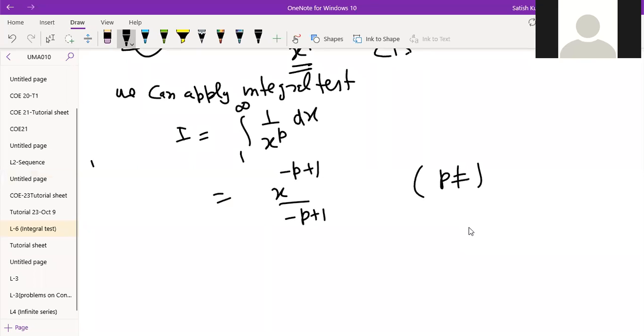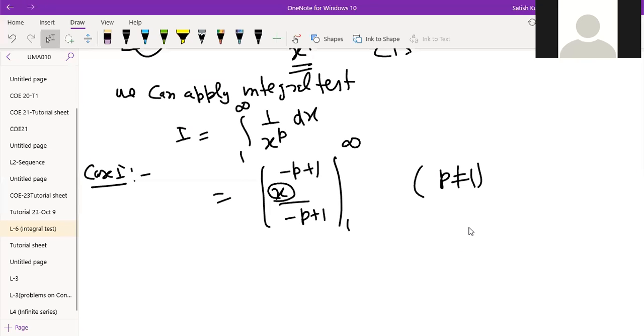So that means there will be 2 cases. I'm taking case number 1, when p is not equal to 1, because when p is equal to 1, it is given by log. Now when we are taking the limit x to infinity, you can see it is going to be infinity power minus p plus 1. And this p is given to be a positive constant.